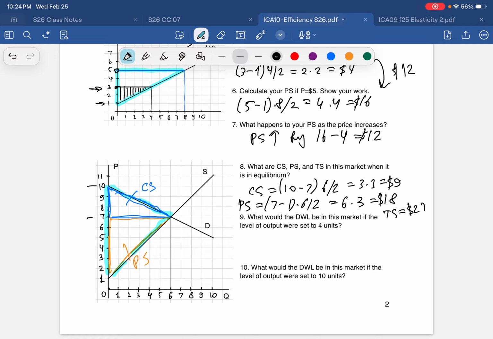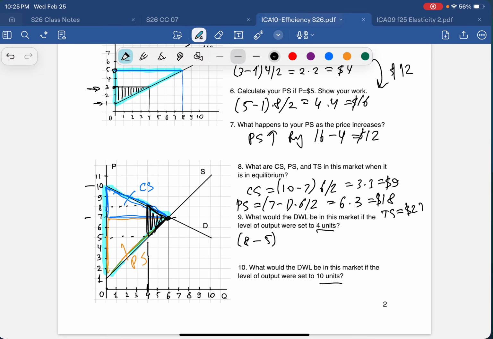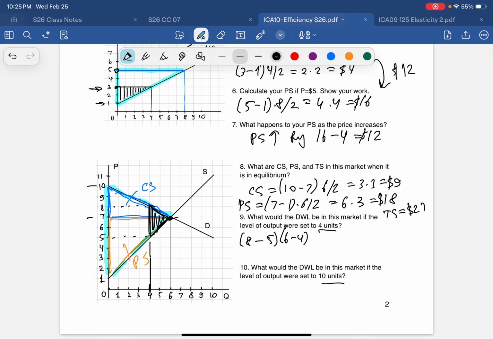Now, deadweight losses at 4 and at 10 units. So if you're producing less than what is efficient, you will generate some deadweight loss, and that would be this triangle. And you just need to get its area, right? So 8 minus 5 times 6 minus 4, this distance, right? Don't forget to divide by 2, so you get 3 times 2 divided by 2, so it looks like $3.